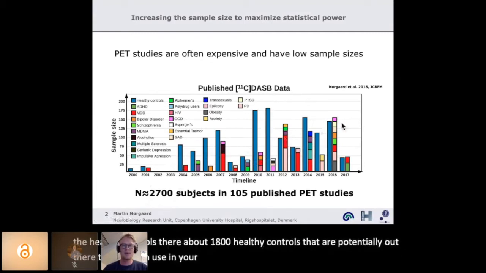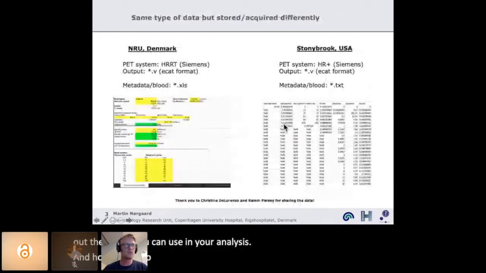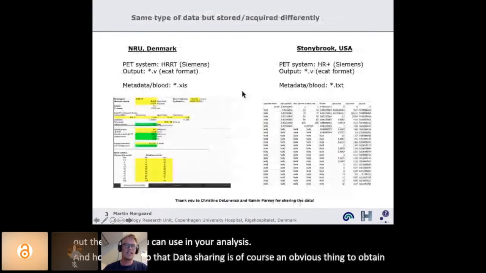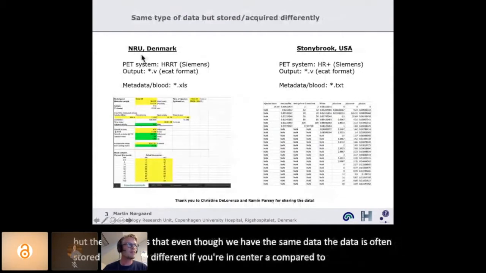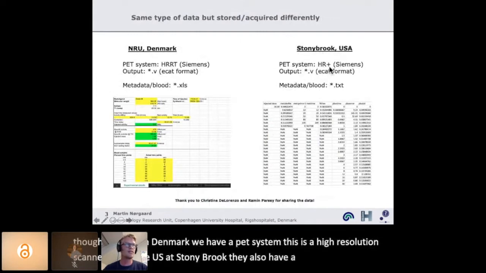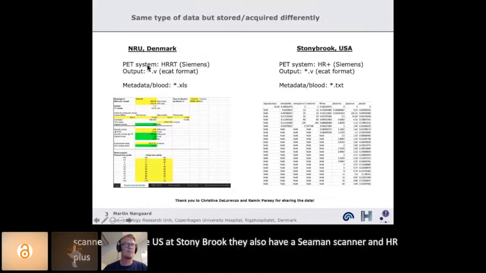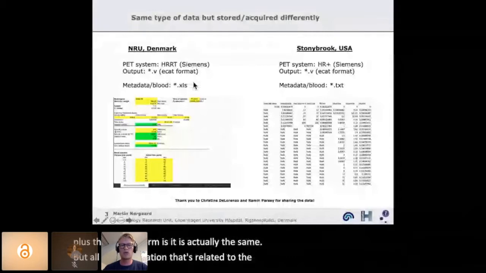And how do we do that? Well, data sharing is, of course, an obvious way to obtain this. But the problem is that even though we have the same data, the data is often stored completely differently if you're in center A compared to center B. Here in Denmark, we have a PET system, a high-resolution scanner, and in the US at Stony Brook, they also have a Siemens scanner, an HR+. The output form is actually the same, but all the information related to the PET experiment is often stored in different ways. So for example, this is the way that we store it here.